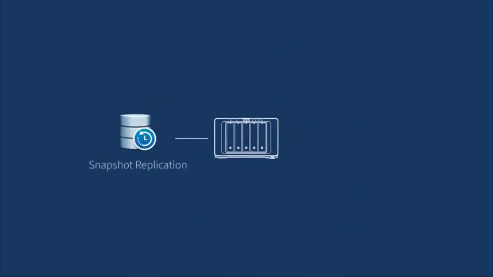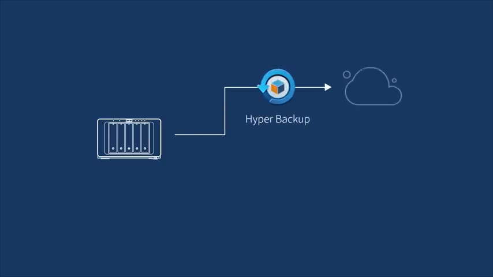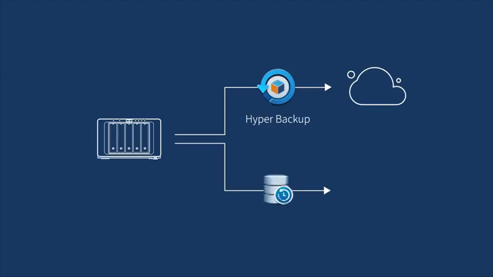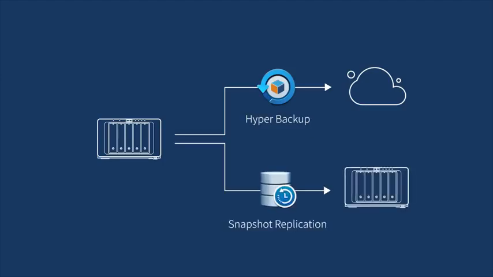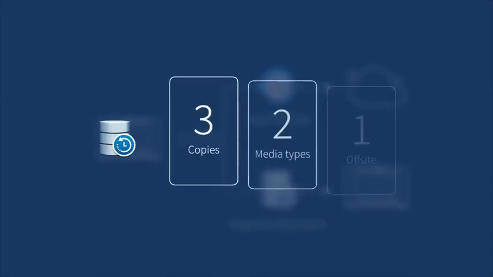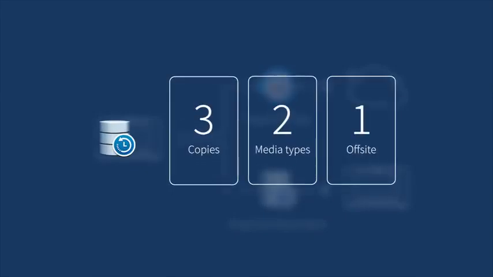You can choose Snapshot Replication or Hyper Backup to create copies of the data and backup tasks of Active Backup for Business to a remote NAS or other destinations. If you don't have a second NAS, you could use Hyper Backup to back up to cloud destinations. However, if you have a second Synology NAS, we recommend you use Snapshot Replication to realize the Backup 3-2-1 strategy in the most efficient way for faster backup and recovery.